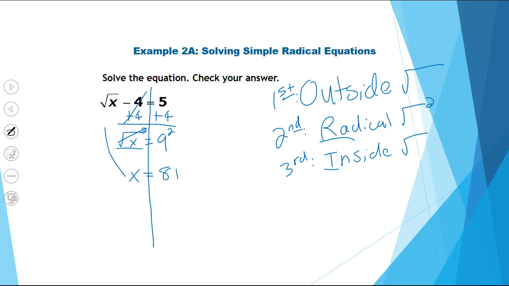Alright? And again, you can plug that in and see that it works. Square root of 81 minus 4 equals 5. Square root of 81 is 9. 9 minus 4 equals 5. That is correct. 5 equals 5.